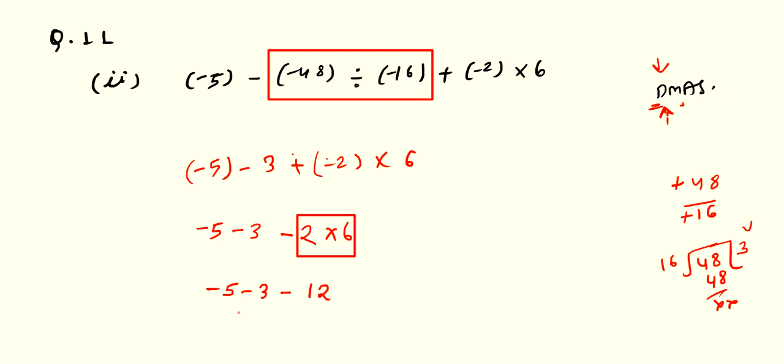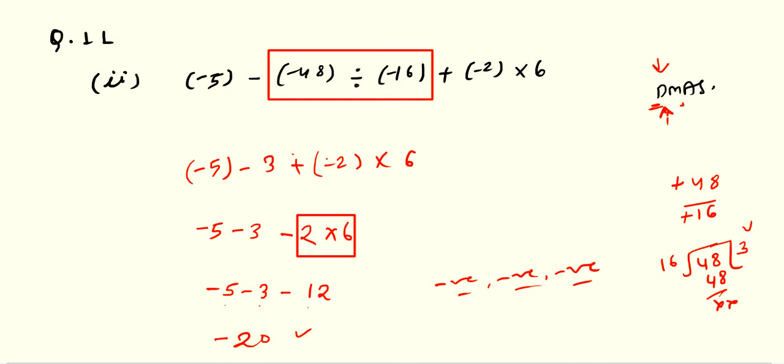Now three numbers we are having here: minus 5, minus 3, minus 12. All are negative integers. So negative, negative, negative, simply we will add, but in the answer we have to write negative. So 5 and 3 is 8, 8 plus 12 is 20. So 20 along with negative. So minus 20 is the required answer for this question.